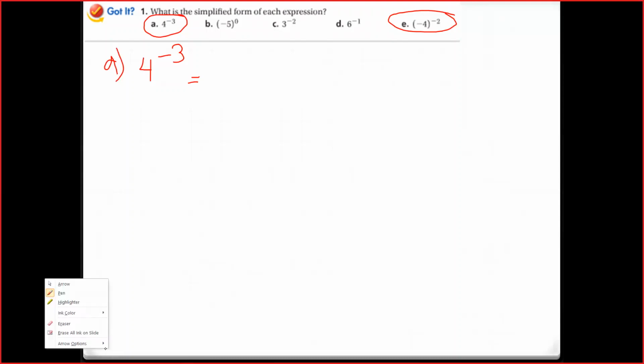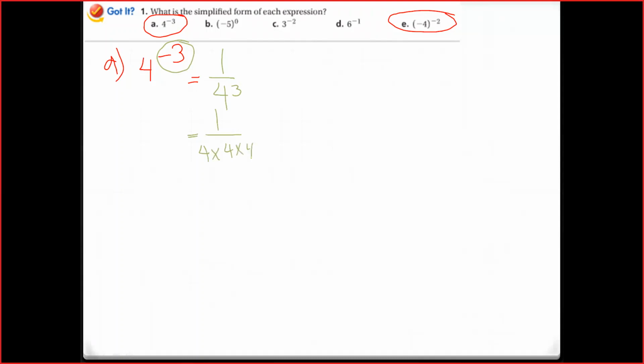Okay, now here I want to solve A and E. I want to check now 4 to the power negative 3. What is the first step? Thank you. It is 1 over 4. And what is the opposite of it? Exactly. So it is 16 times 4, it is 64.